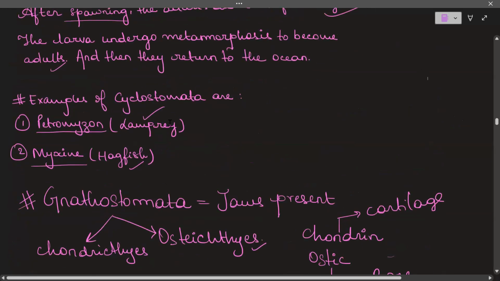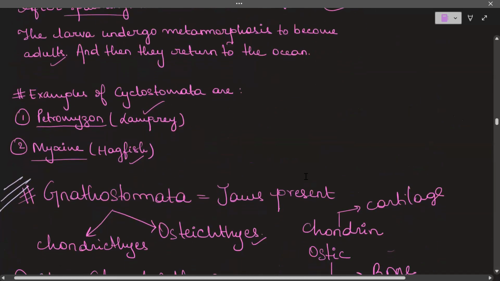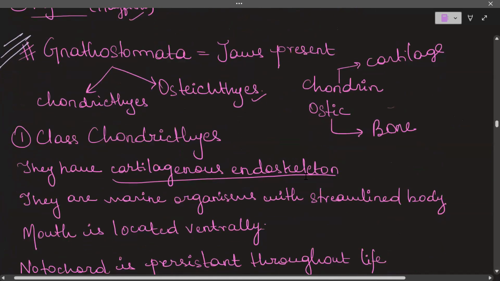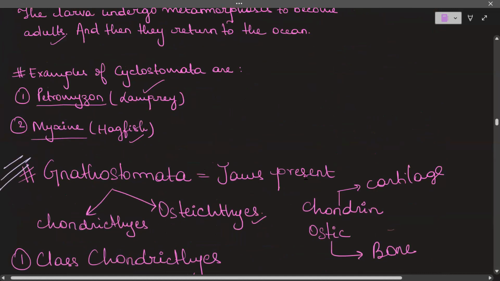Talking about the examples of cyclostomata, we have Petromyzon, commonly known as lamprey, and then we have Myxine, known as hagfish. Any doubts up until now? No, ma'am. All right, very good. So this is all there is to know in the cyclostomata class. Now we'll move on to Gnathostomata, but this we will start in the next class.